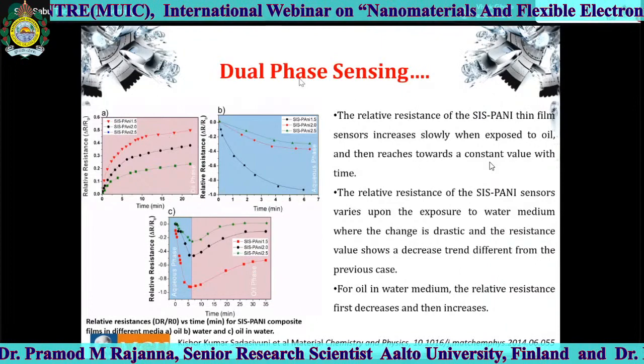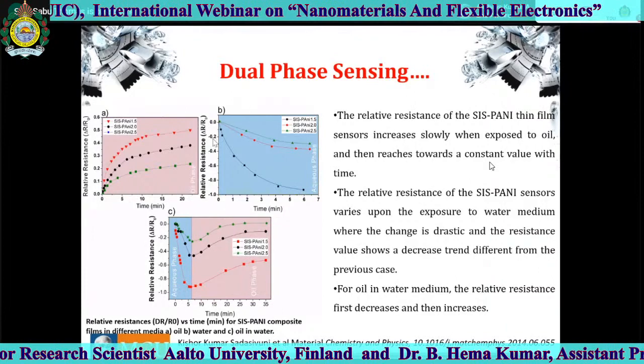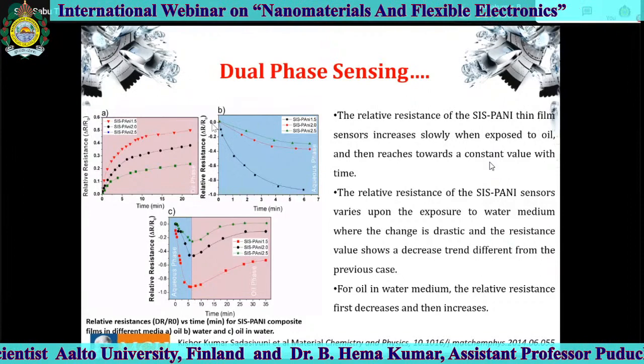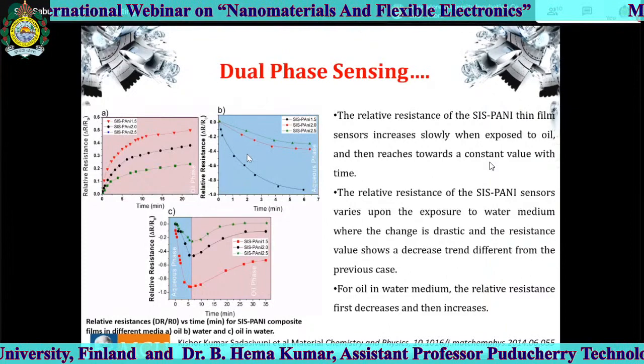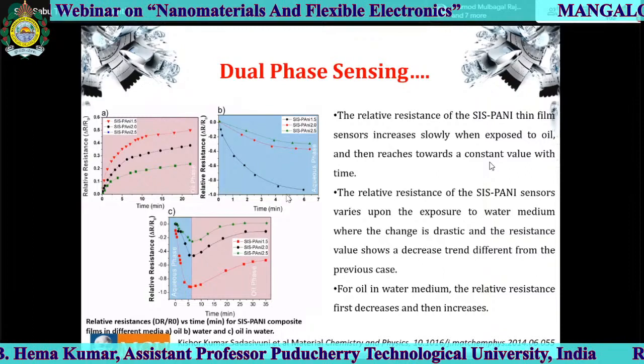Look at the next slide. We wanted to sense water. You put in water. Rubber doesn't like water. Water is polar and rubber is non-polar. You know who is absorbing water? PANI likes water. PANI is polar. PANI takes the water and PANI undergoes some sort of protonation process. When it undergoes protonation, you know what happens? Resistance decreases. It becomes more conductive. Look at the resistance decreases. And we made three different formulations. This is the most sensitive one. So we are able to detect oil. We are able to detect water.